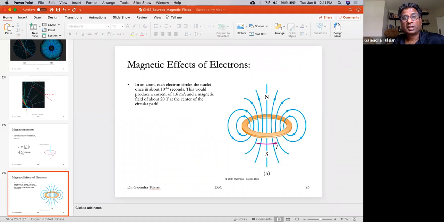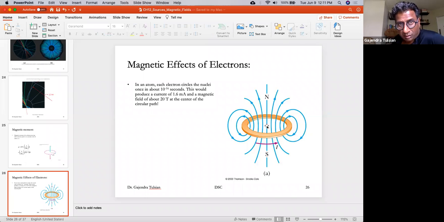Okay, so in an atom, each electron circles the nucleus in about 10 to the minus 16 seconds. Okay, so if you thought of it as a current, the electron travels quite fast. This would produce a current of 1.6 milliamp and a magnetic field of about 20 Tesla at the center of the circular path. So this electron moving about should produce a 20 Tesla magnetic field at the center. One little electron.